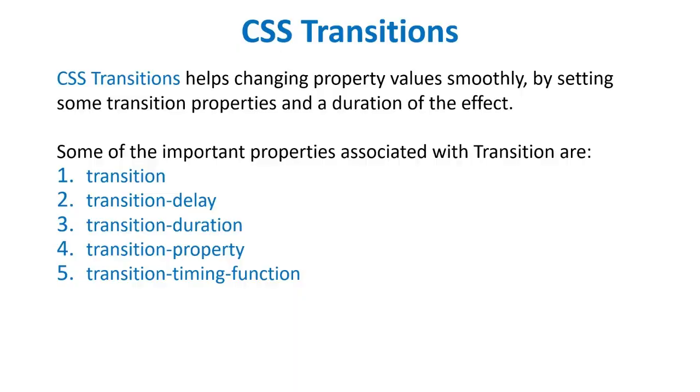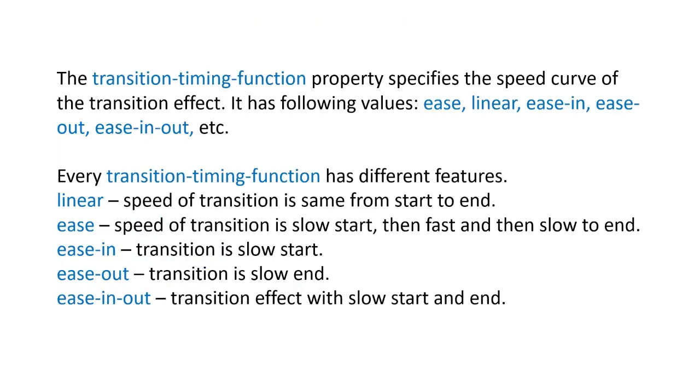CSS transitions help change property values smoothly by setting some transition properties and a duration for the effect. Some of the important properties associated with transition are transition, transition-delay, transition-duration, transition-property, and transition-timing-function. The transition-timing-function property specifies the speed curve of the transition effect.